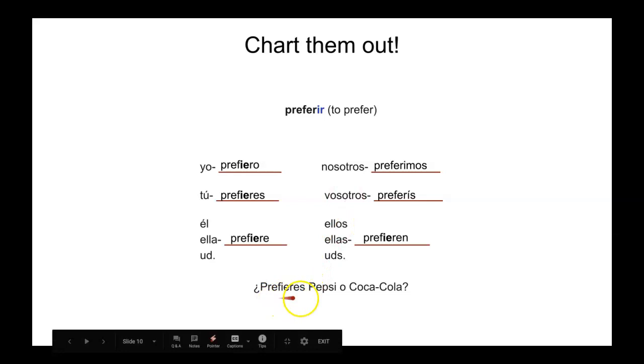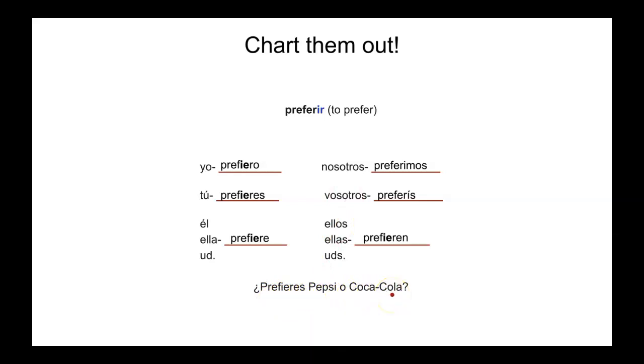Pregunta para ti. ¿Prefieres Pepsi o Coca-Cola? ¿Qué prefieres? Pepsi or Coke? What do you prefer? Which do you prefer, Pepsi or Coke? I'm serious. I'm asking you this question. And I want you to answer me in a complete sentence. En español. Por favor.